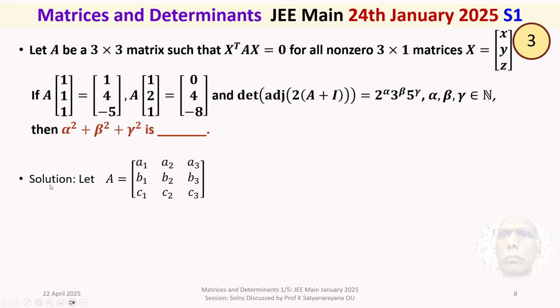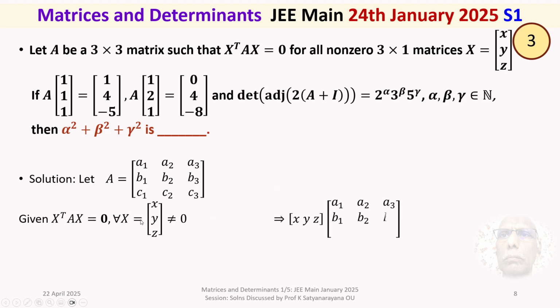Let's now discuss the solution of the problem. Let A be the 3 by 3 matrix with first row a1, a2, a3, the second row b1, b2, b3, and the third row c1, c2, c3. Now given X transpose AX is equal to 0, for all the column vectors X, Y, Z not equal to 0. Right. So X transpose, X is a column vector, its transpose will be a row vector X, Y, Z multiplied by the matrix A into X, the column vector, is equal to the 0.